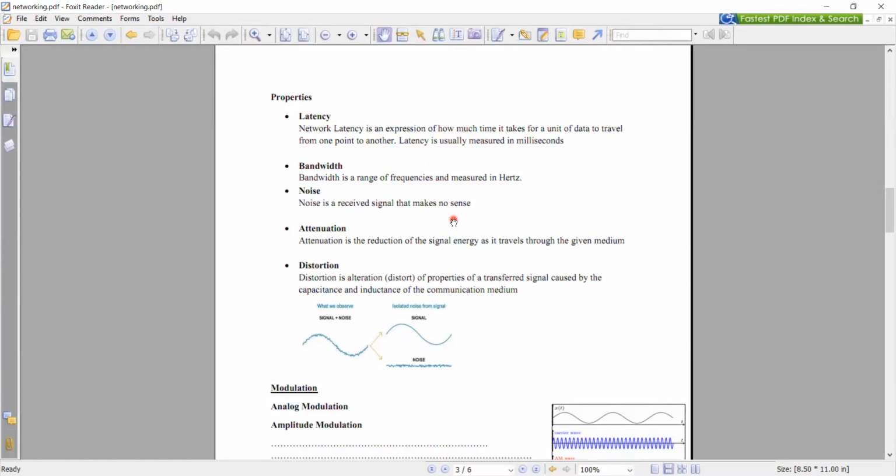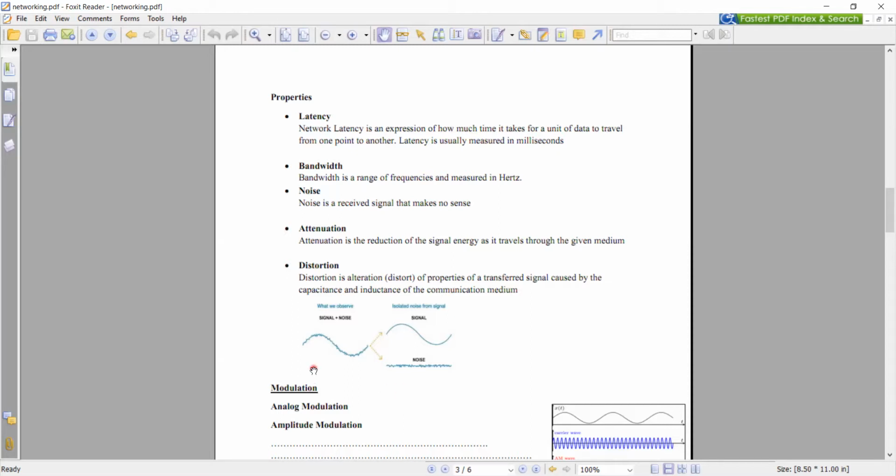Then distortion. Distortion is alteration or distortion of properties of the transferred signal caused by the capacitance and inductance of the communication medium. So if we take the resistance of the medium together with the capacitance, your signal won't go further, the same as attenuation. It can't go further, right? So that is called distortion. It can be changed. It changes, and what comes to us is not what we sent, but something else, right?